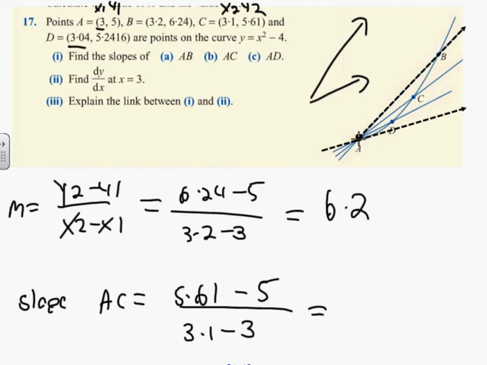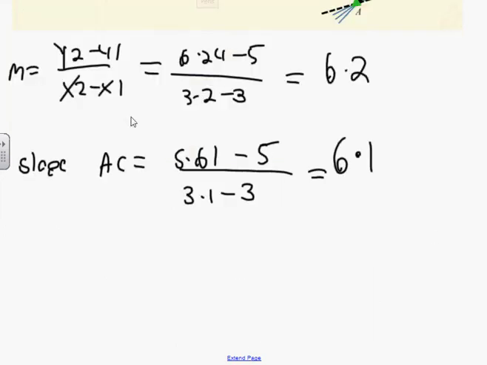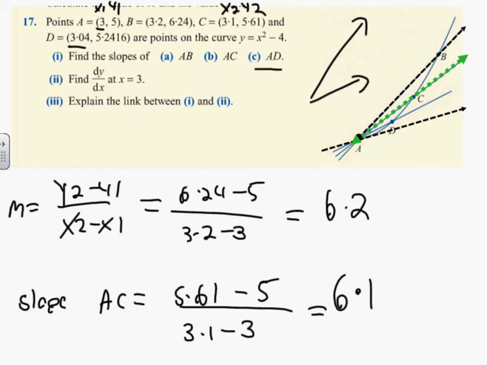We got the slope of AC, didn't we? So the green slope is slightly shallower than the black slope that came before it. Not by much, but by a little bit. So that's 6.1. Now look what happens when we do the slope of AD. Okay, we're now going to try the slope of AD. And what would you say about the slope of AD? It's much closer to what we're looking for, isn't it? The real slope at x equals 3. So let's try the slope of AD out.